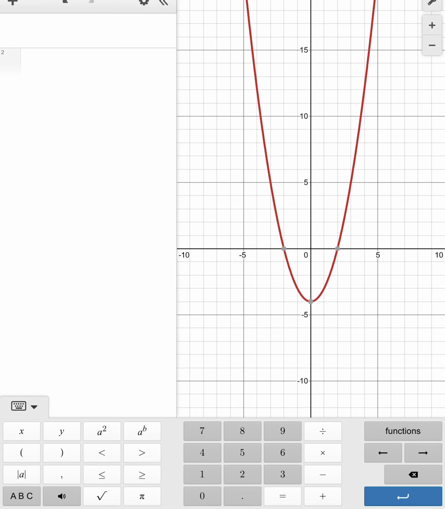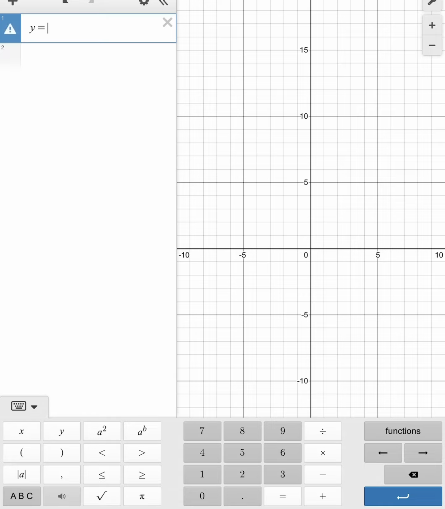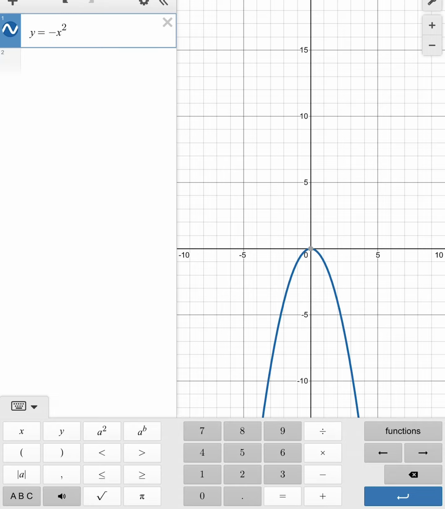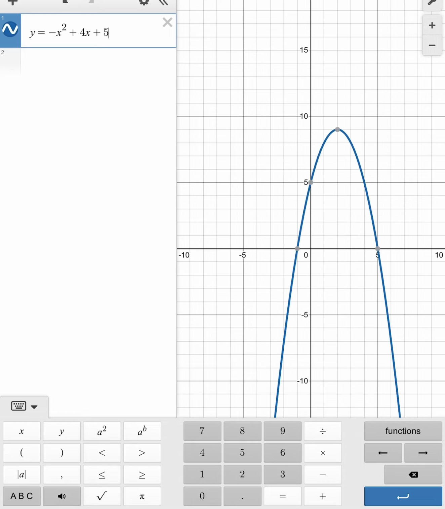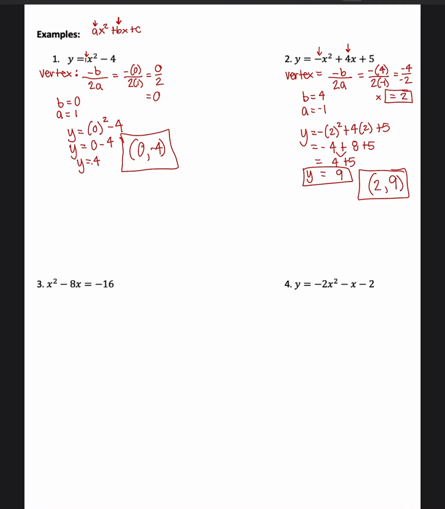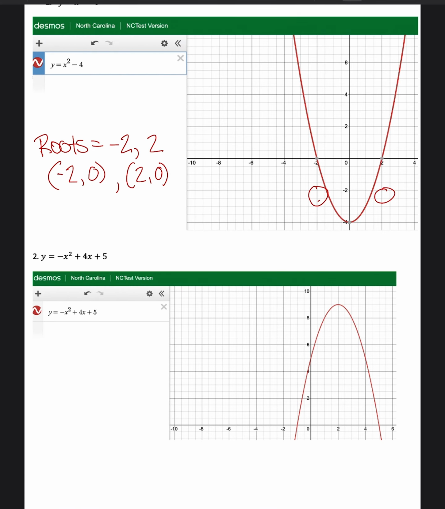For this one, we've got y equals -x squared plus 4x plus 5. And then we're going to graph that, and we'll go ahead and find our roots. So going back to our notes, we have roots on that one at -1 and +5. And if we wanted to write those as ordered pairs, those are our x values, so we'd have -1, 0, and 5, 0. So those are our roots.